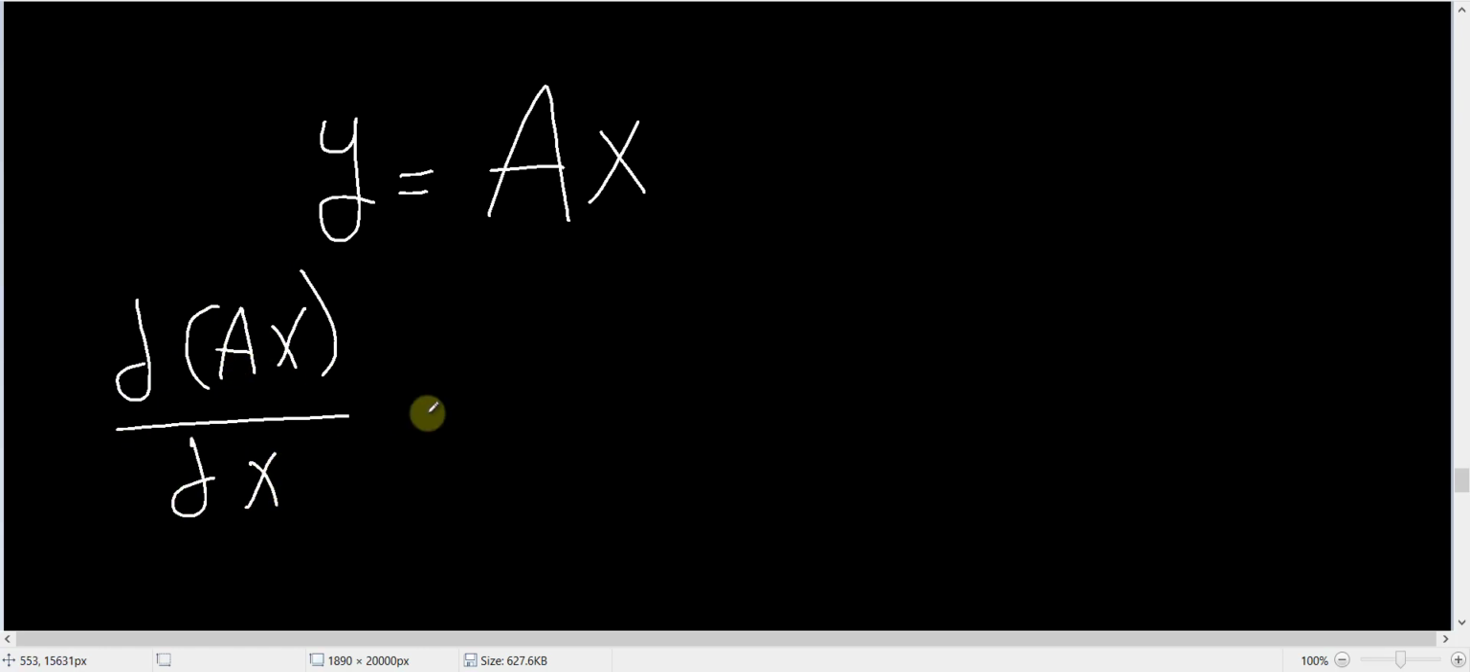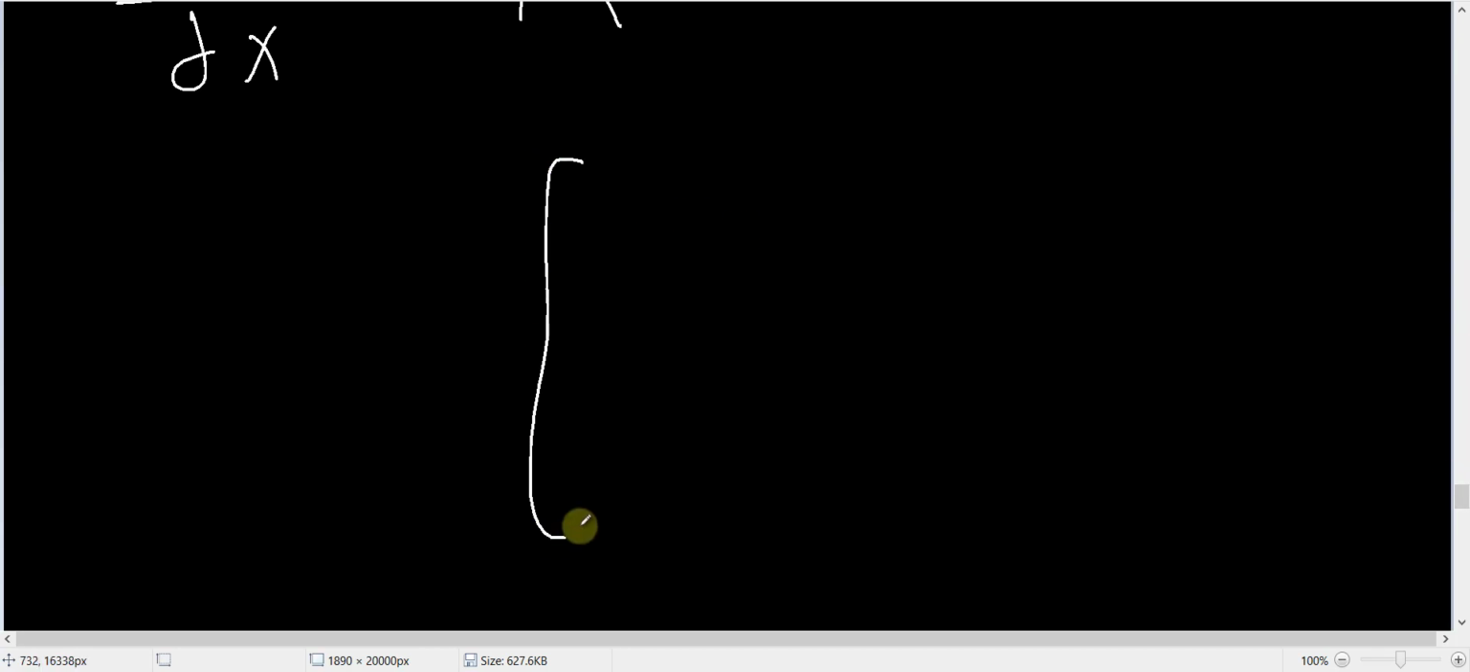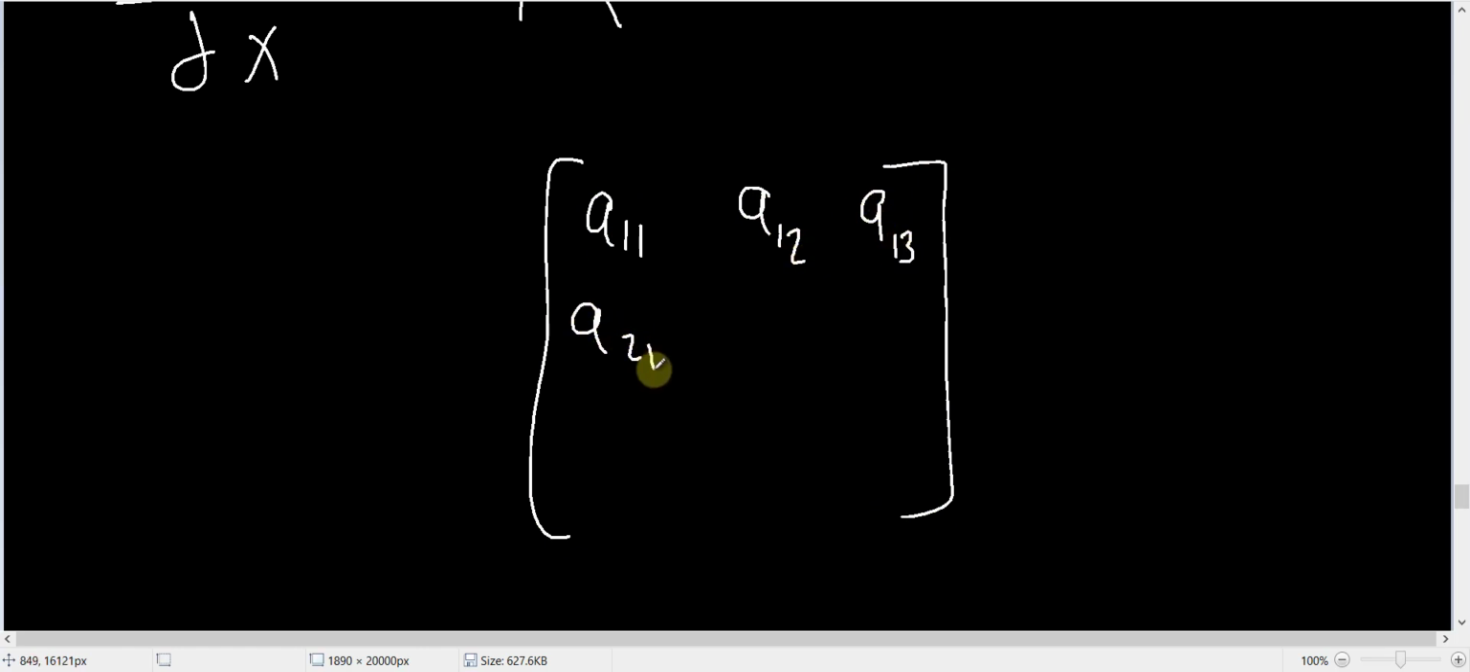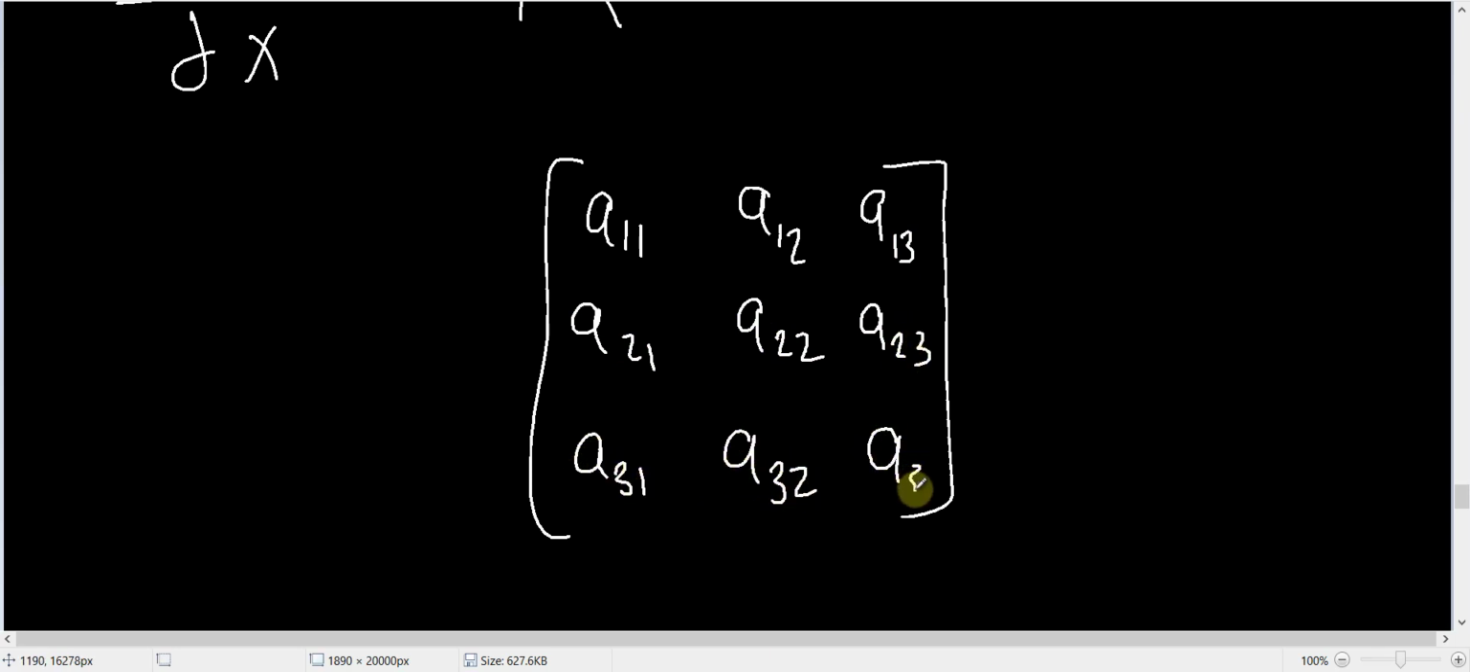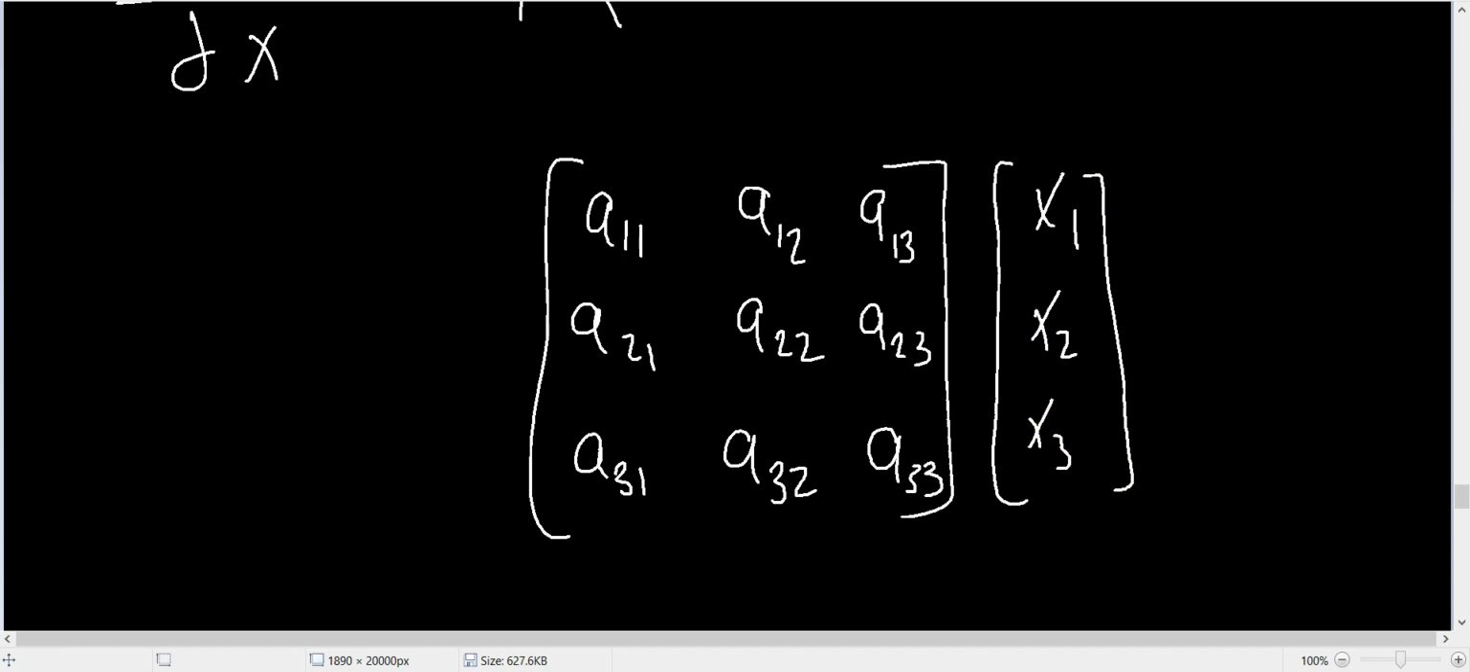Actually, this will turn out to be equal to A, and this might seem natural, but this has to be proven. So let's start. Suppose we have a matrix A, assuming it is a 3 by 3 matrix: A11, A12, A13, A21, A22, A23, then A31, A32, and A33. If you multiply this matrix by the vector x, x1, x2, x3, you will get the vector y.